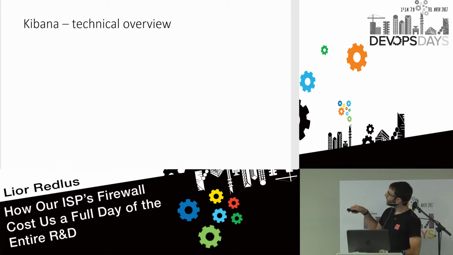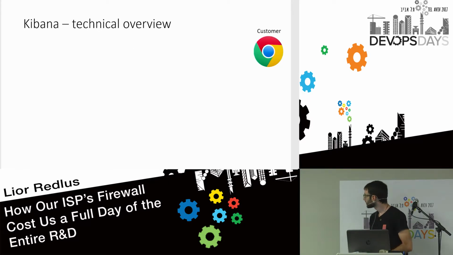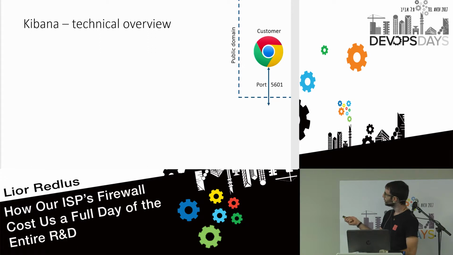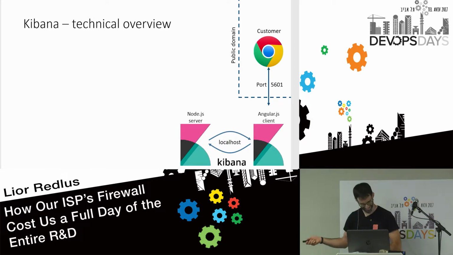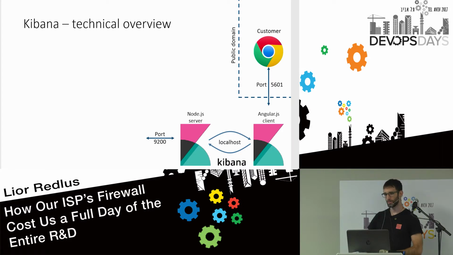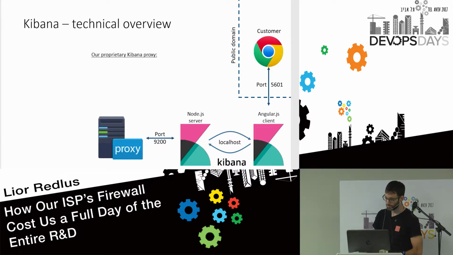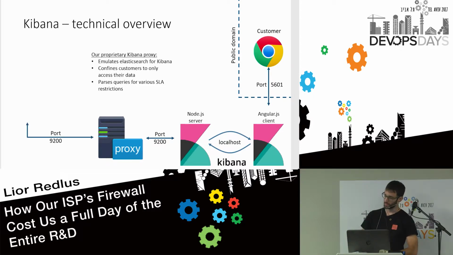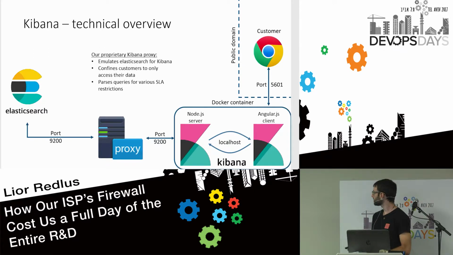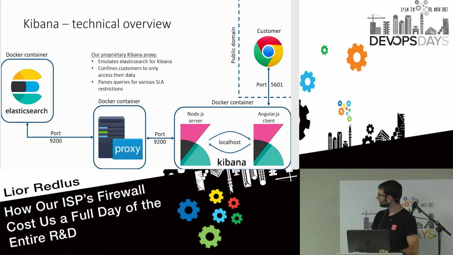So let's begin with understanding how Kibana is implemented in Coralogix. We have our customer who is in the public domain, and he interacts with our Kibana through the standard port 5601. It gets taken by an AngularJS component, and through localhost gets into the Node.js component, collectively known as Kibana. This information is transferred through the query mechanism to what Kibana thinks is Elasticsearch, but there sits our proprietary proxy, which emulates Elasticsearch for Kibana. It confines customers to only have access to their data alone, and it parses queries in order to apply various SLA restrictions. And it is then transferred into our Elasticsearch cluster. All these sit in different Docker containers, and the whole process is working as expected.